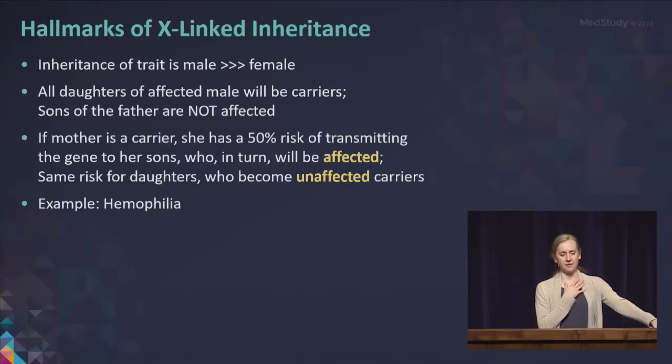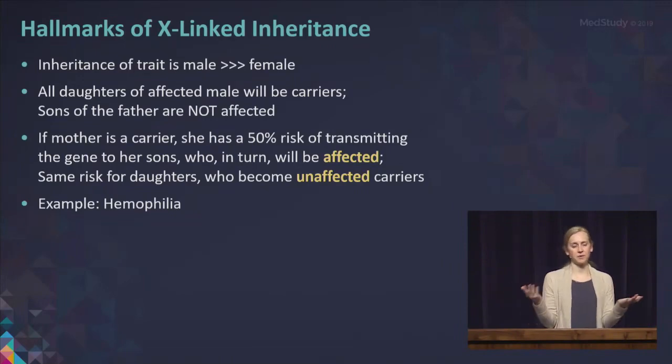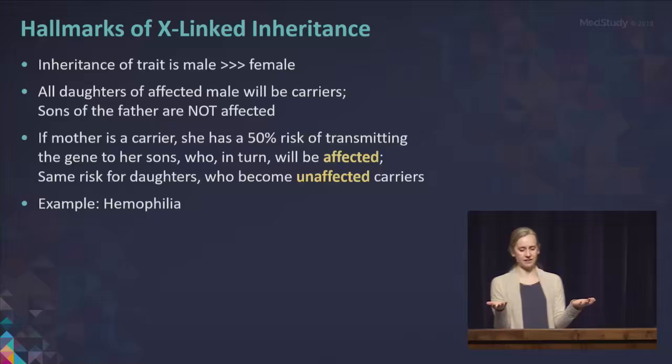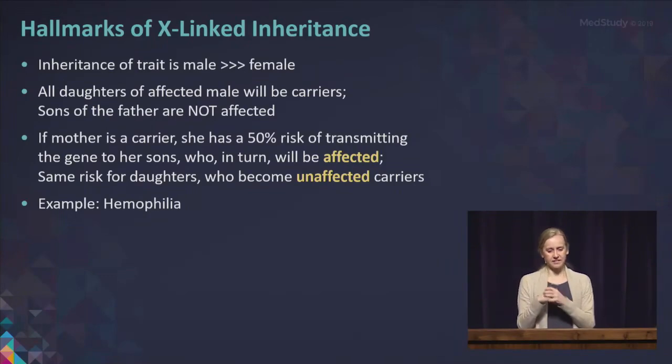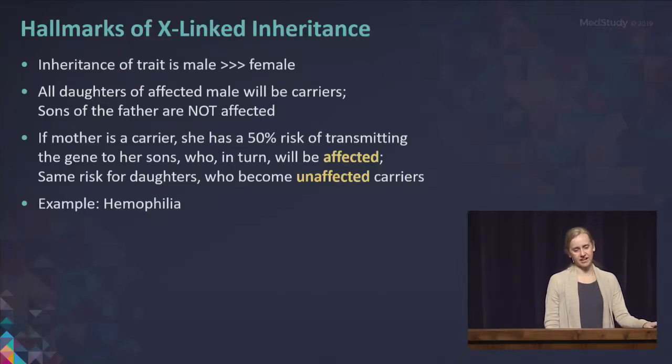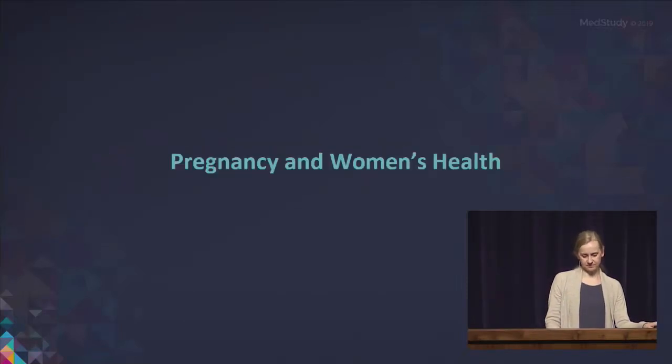So if my husband is affected, then every single one of our daughters will have gotten his X chromosome, which means that they'll all be affected, or all be carriers. And every one of our sons will have gotten his Y chromosome, and so none of them will be affected, and none of them will be carriers. If I'm a carrier, then it's equal odds whether my kids are going to get my good X or my affected X. So 50% of my sons will be affected, and 50% of my daughters will be carriers. So this is hemophilia. There's several different X-linked characteristics.